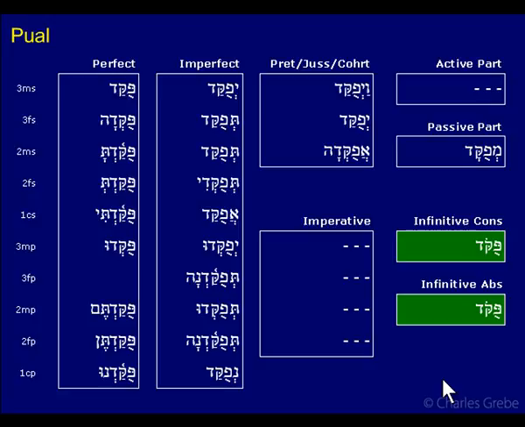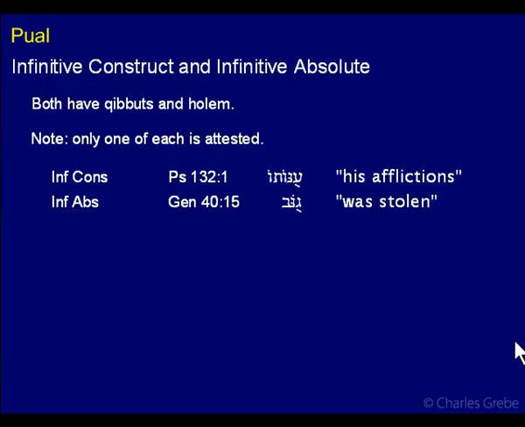Infinitive construct and infinitive absolute. Well, we have the U, which we expect because we got Pual, right? Pual. And in this case, we have a holum here as well as here. And they're the same. Both have holum, both have kibbutz, and both have holum. Now, the interesting thing here is that there is, in fact, only one of each attested in the Hebrew Bible for strong or weak verbs.